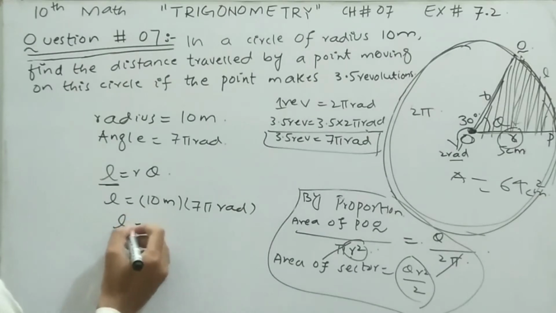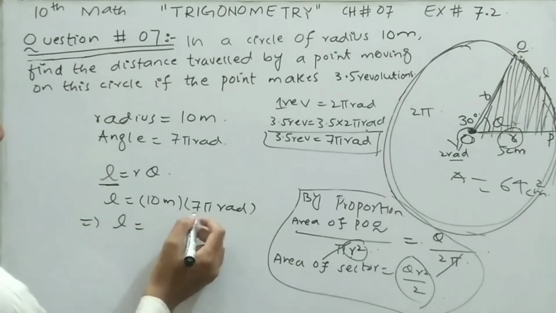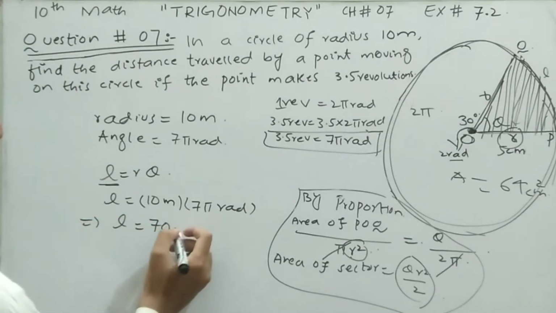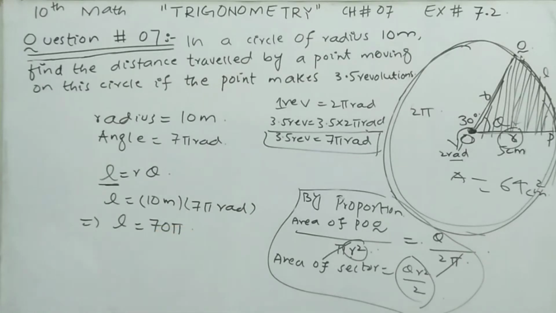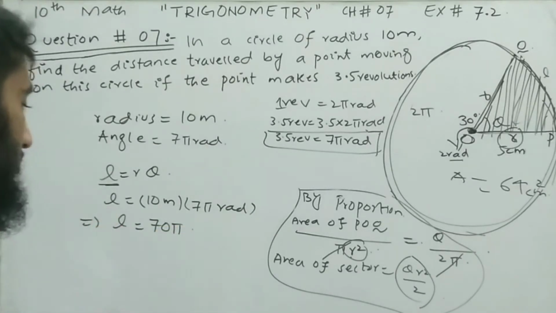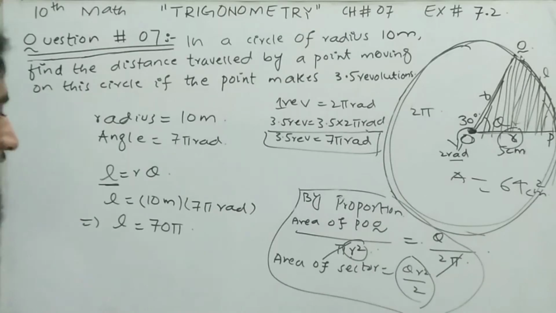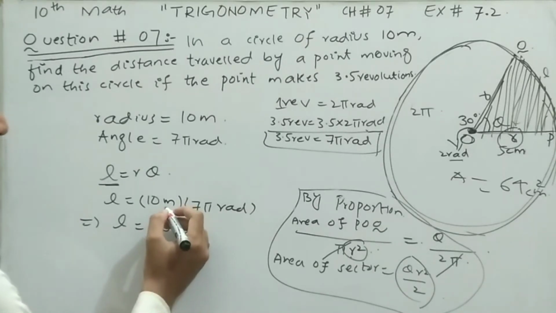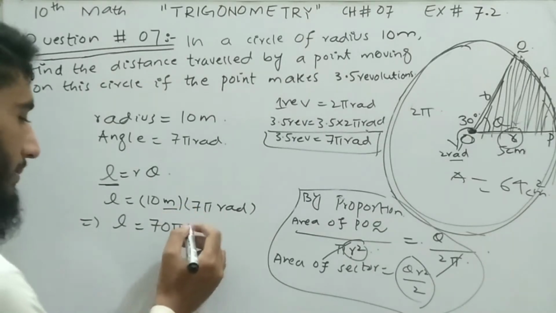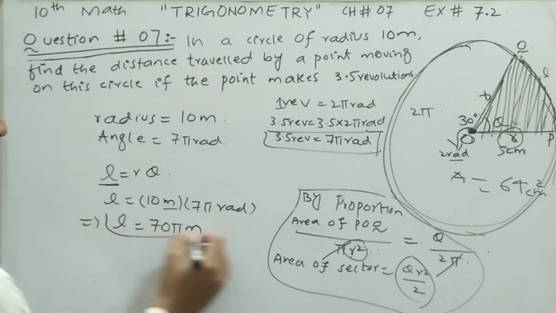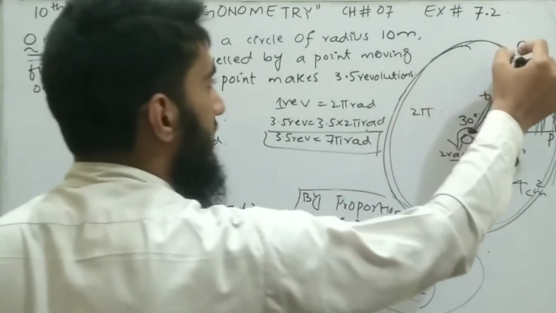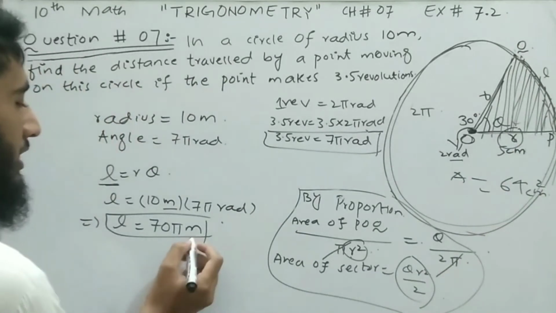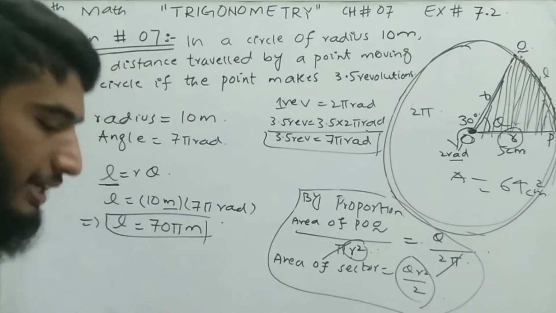Now the required length of this circle will be 10 multiply 7 will give us 70, and π will come down as it is. And you know that length is actually the distance, so its unit will be either in centimeter or in meter. Because over here the radius is given in meter, the required answer will be in meter. So the required length or the distance from this point to this point is actually 70π meters. So this is the required and desired answer.